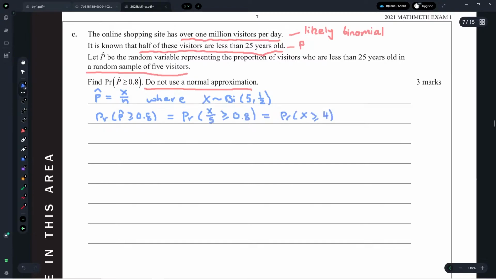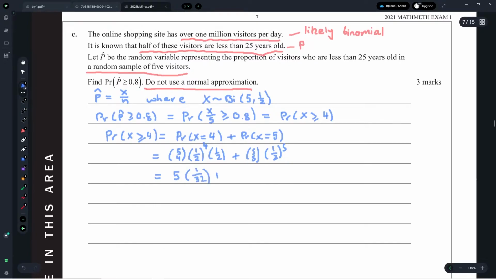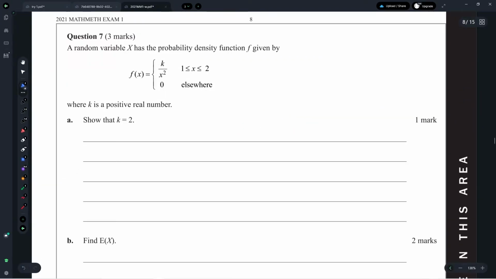We sub in p hat for x on 5, and then we multiply the 5 out, so we get probability x is greater than or equal to 4. We know that the sample space is 5, so probability x is greater than or equal to 4 equals probability x equals 4 plus probability x equals 5, because you can't go above 5. 5 choose 4 is 5, because there's 5 slots, only 4 places. 5 choose 5 is 1, because there's 5 slots, 5 places to fill. And then we just multiply all that out, and then we simplify to 3/16.